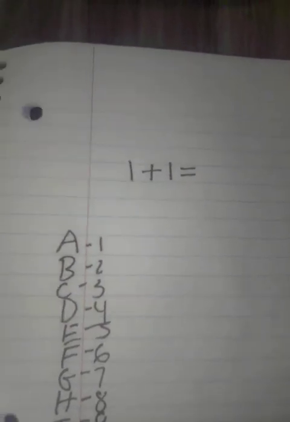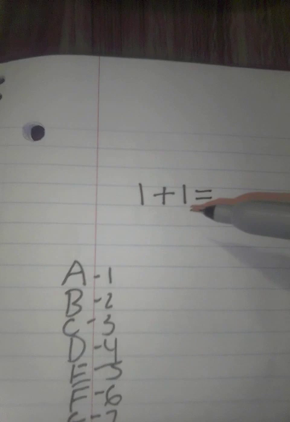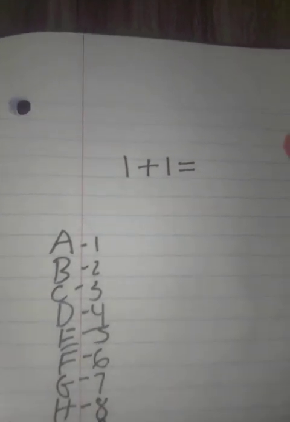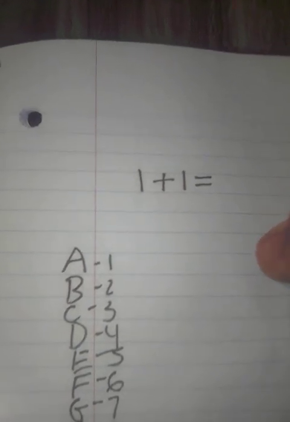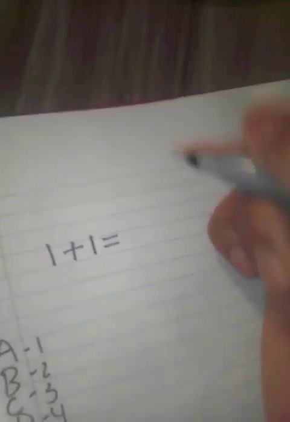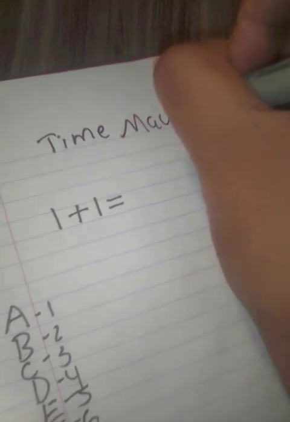this is the very simple math equation that we all learn when we're in kindergarten, when we're little kids in school learning. This is the first equation they teach us: 1 plus 1 equals. I am going to take this equation and turn it into a year. I call this time machine math.